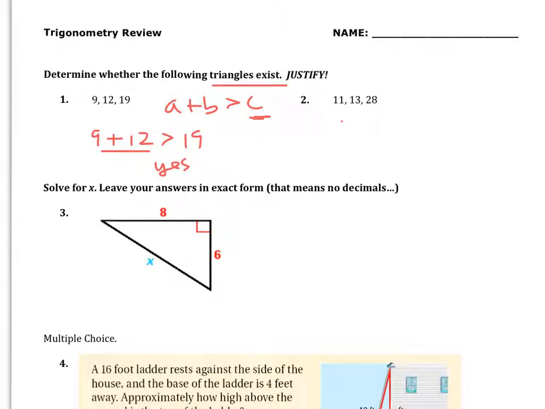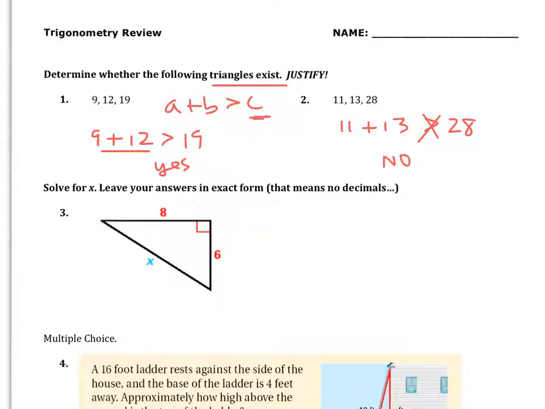Over here, 11 plus 13 is not greater than 28. That doesn't work, so therefore no triangle exists. The big thing is just remember C always has to be the biggest number, and the sum of the two smaller ones has to be greater than that third side. All right, let's go down to example 3.